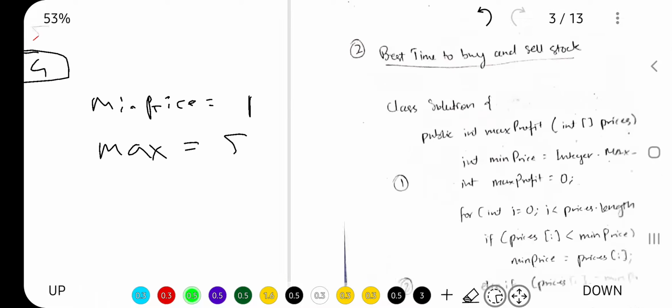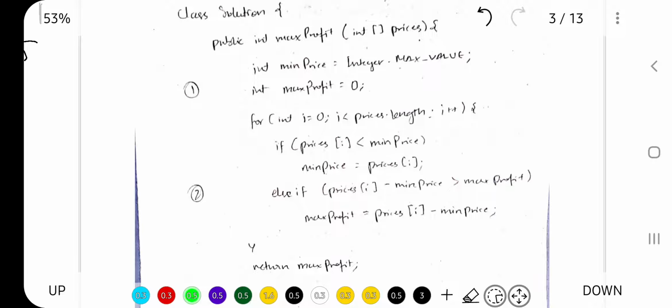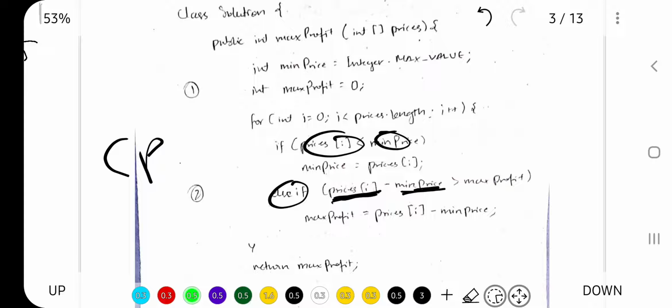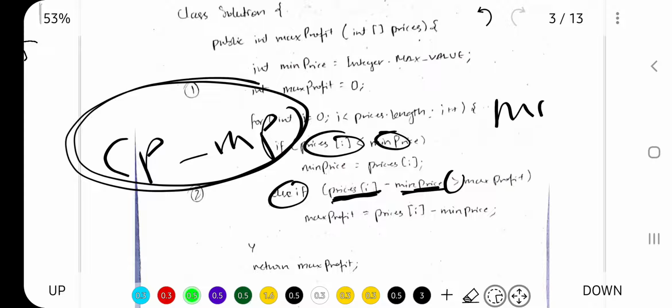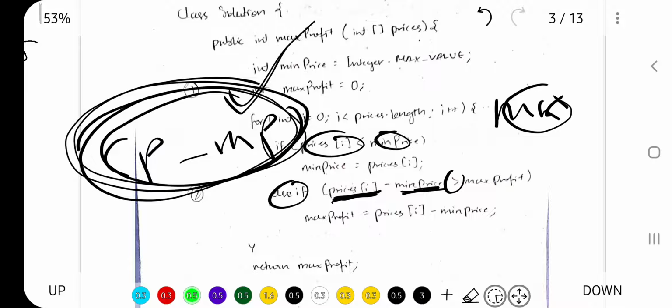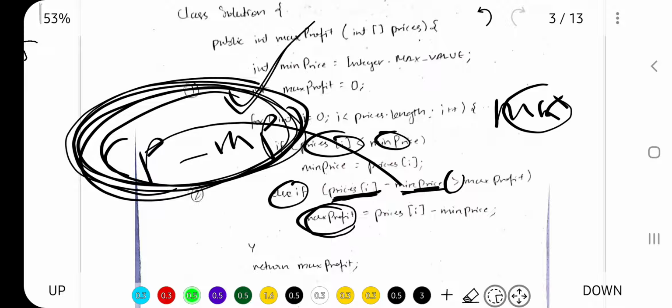If it is less than the minimum price, as in the first case when 7 was less than 999, then I'll set the minimum price as the same value. So 7 was set in the place of 999, right? And after that, if it's not true, then I'll check if prices of I, which is the current price, CP, minus minimum price, which is the minimum price as of now, is greater than the maximum profit as of now. Okay, if it's greater, this profit is greater, so I should upgrade the profit value as this one, right? So I'll upgrade maximum profit to be equal to this same value, CP.